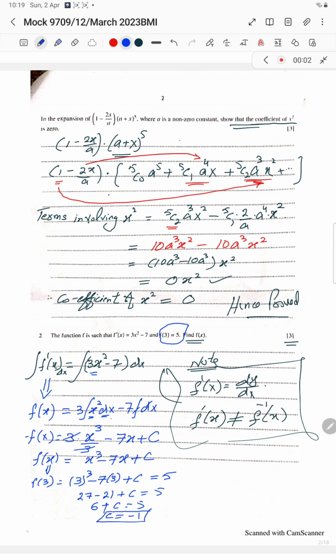So finally, I can finish my answer: f of x is equal to, the function comes to be, replacing c here, x cubed minus 7x minus 1. This is the final answer for 3 marks. I hope it is clear. So let's proceed to the next question.